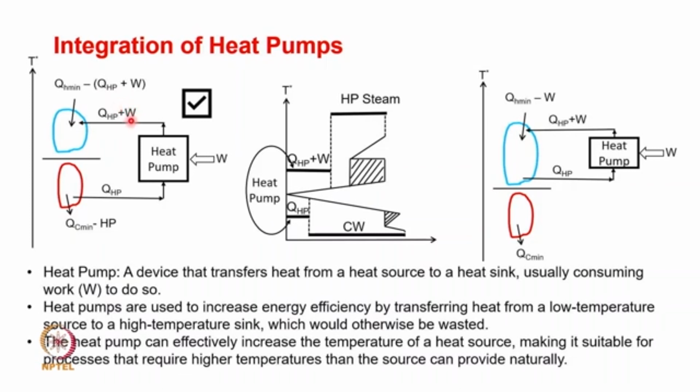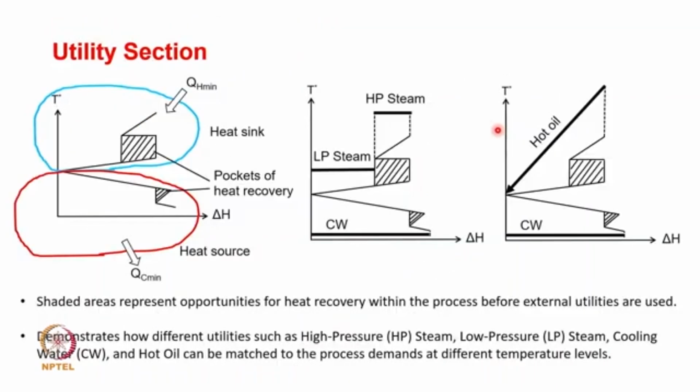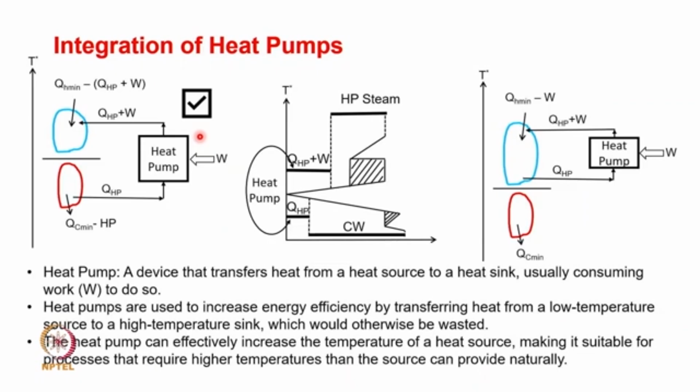So the key thing to be looked into here is that when we integrate a heat engine, we never do a cross pinch. We will only do above pinch. While when we do a heat pump integration, we always do across the pinch. Why? Because let's consider a case where we only keep the heat pump above pinch.